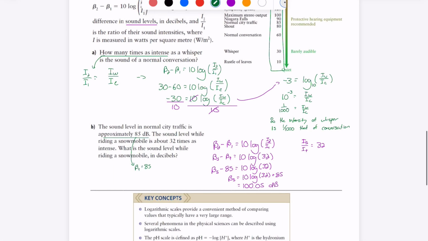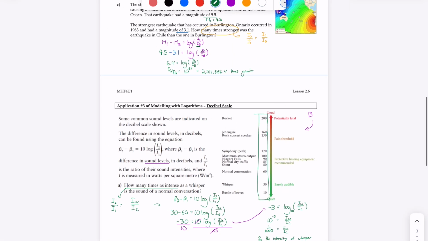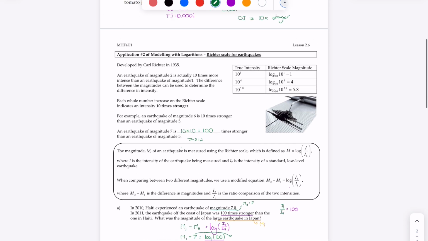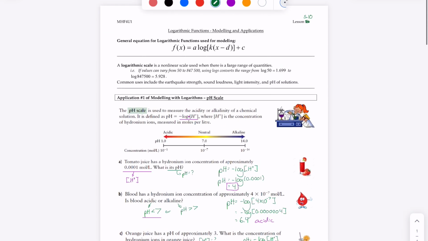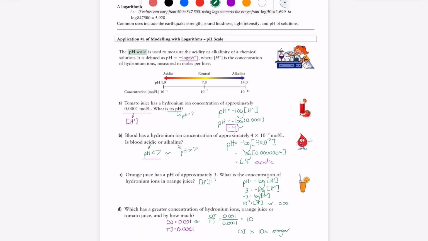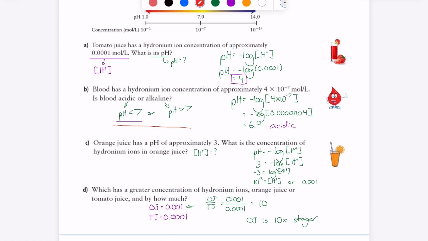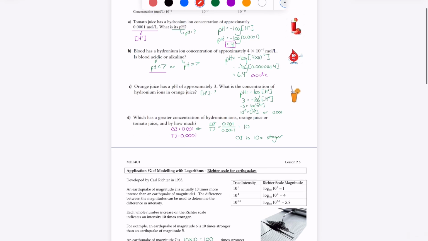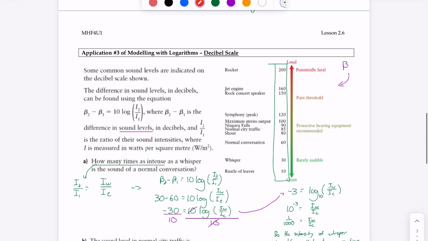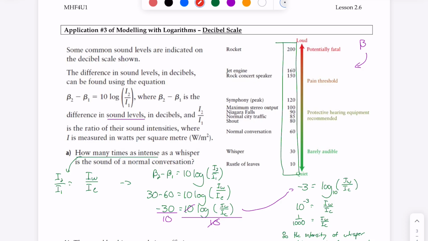So a recap of everything that we did: we learned three different applications. We had the decibel scale, the Richter scale, and the pH scale. You're not expected to memorize any formulas. If I ask you a pH scale question, just make sure you're familiar with understanding this scale right here. Just understand what it means if I ask whether something is acidic or alkaline. And understand where I got sound levels from in this problem here.